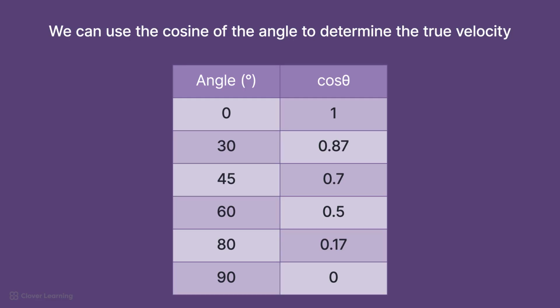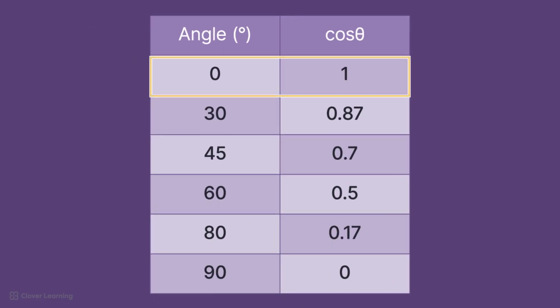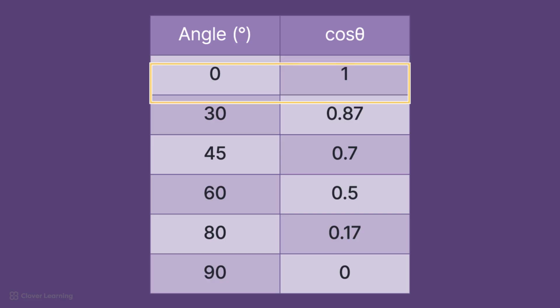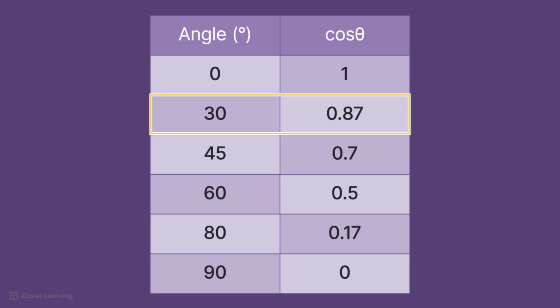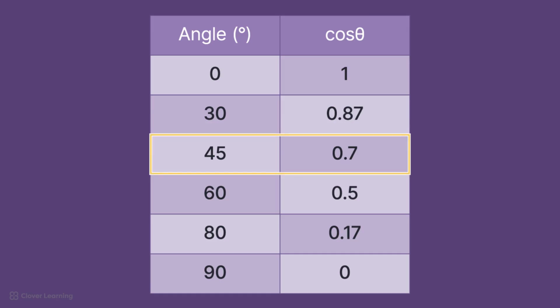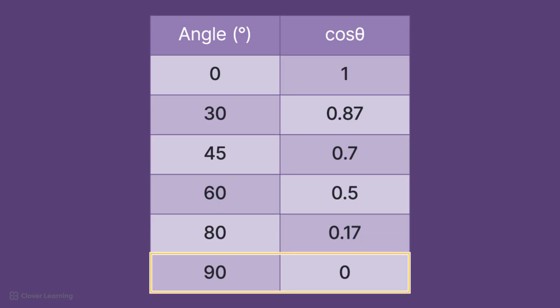Let's take a look at this table. Again, notice if our angle is 0, then our cosine is 1. This means we're measuring 100% of the blood cell's true velocity. As we increase our angle, we're measuring less and less of the blood cell's true velocity. At 30 degrees, we're measuring 80% of the velocity. At 45 degrees, we're measuring 70% of the velocity, and so on. When we get to 90 degrees, we cannot measure the blood cell's velocity because the cosine is 0. Therefore, we get no Doppler shift.